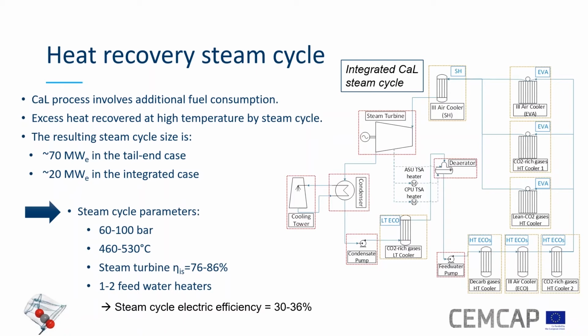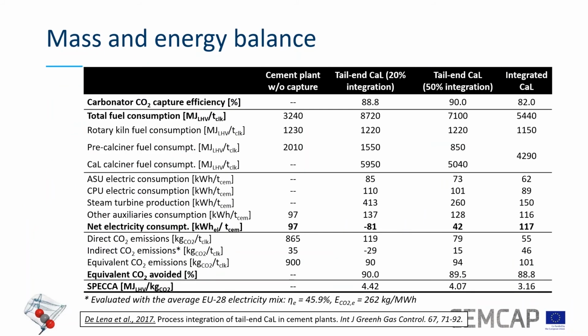For this power plant size, the steam cycle parameters will not be those of a super efficient ultra supercritical power plant, but of a subcritical power plant with an operation pressure of around 60 to 100 bar, maximum temperature of 460 to 530 degrees, steam turbine efficiency 76 to 86%, and a moderate number of feed water preheaters. So the steam cycle electric efficiency will be between 30% for the integrated case, lower power, and 36% for the higher power tail end case. Based on this, we calculated the overall heat and mass balances of the systems.